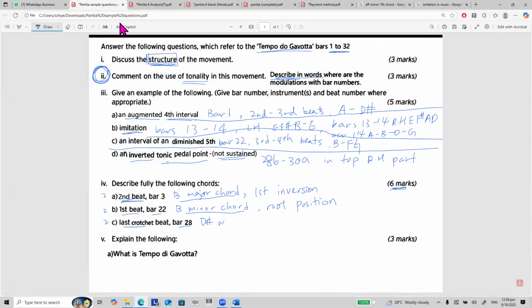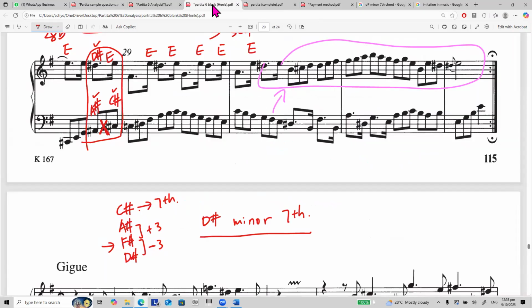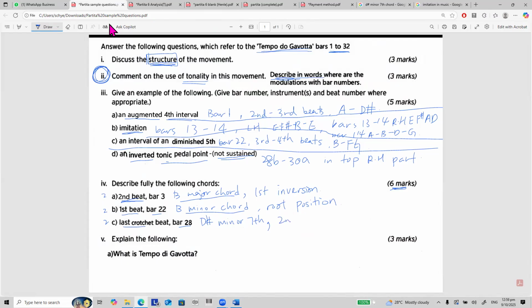D sharp minor 7. And what is the position of this chord? Let's look at what is the lowest note. And the lowest note is A sharp. So this is not the root note. If F sharp is the bass, it's first inversion. So if A sharp is at the bass, then it will be second inversion. So over here, you write down second inversion.